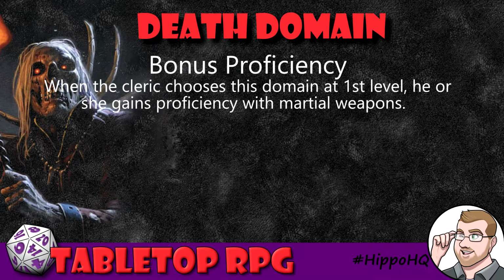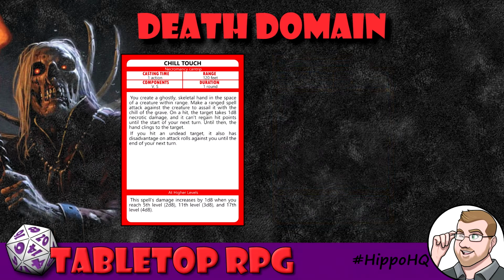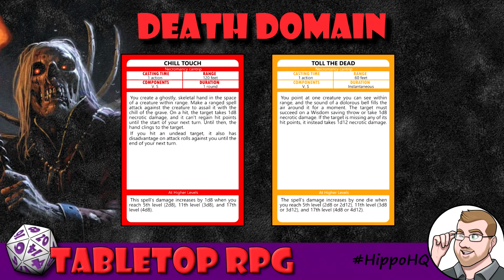They'll first give you a bonus proficiency with martial weapons. This ups the amount of weapons you can use effectively in combat. And the Reaper ability. At first level, the cleric learns 1 necromantic cantrip from his or her choice from any spell list. When the cleric casts a necromantic cantrip that normally targets only 1 creature, the spell instead can target 2 creatures within range and within 5 feet of each other. This is pretty major, as a couple of real powerful necromantic cantrips exist, such as Chill Touch and Toll of the Dead, which we'll be using later.